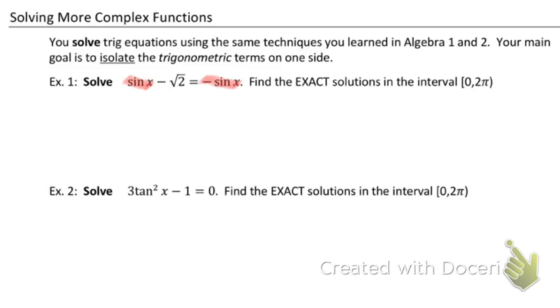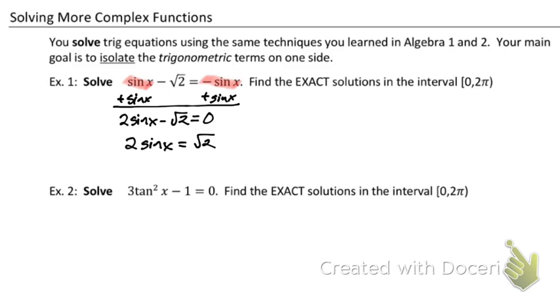So in this case, I need to get that sine x and that negative sine x on the same side. So the first thing I'm going to do is add sine x to both sides. That way I don't have a negative sine x. That gives me sine x plus sine x is 2 sine x minus square root of 2 equals 0. Next, I need to add square root of 2 to both sides. So we'll have 2 sine x equals square root of 2. And finally, I divide both sides by 2 and come up with sine x equals square root of 2 over 2.